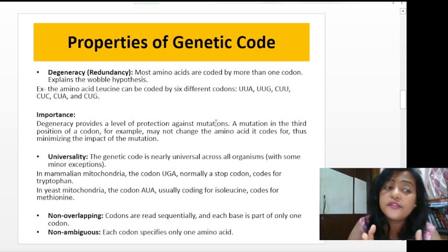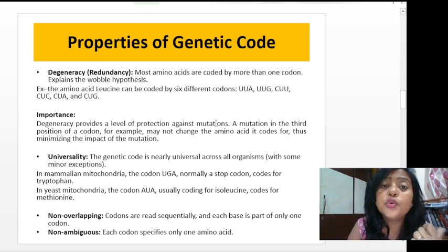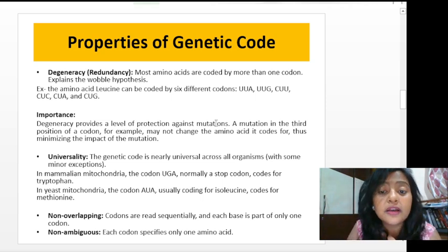As you have seen, I've shown you about histidine. Today I've given another example out here. The leucine amino acid is being coded by 6 different codons: UUA, UUG, CUU, CUC, CUA, and CUG. Now, what is the importance of this degeneracy property? This property provides a protection against mutations.